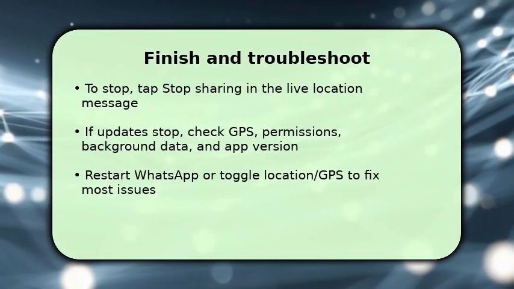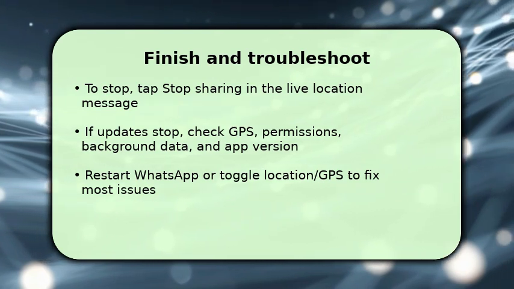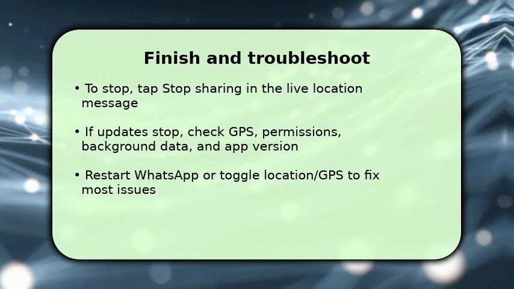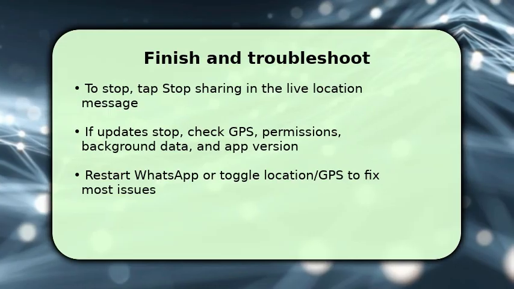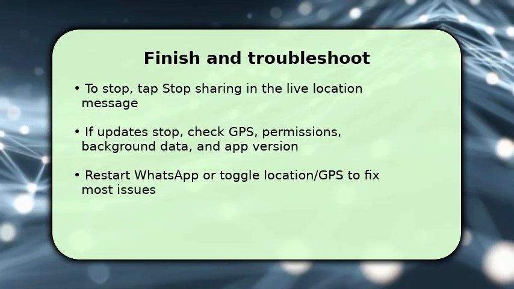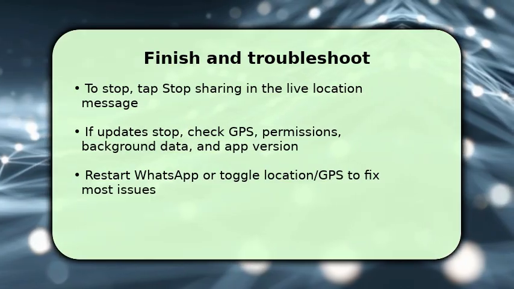To complete the process, open the live location message and tap Stop Sharing. That ends broadcasting immediately. If your location isn't updating before you stop, check GPS signal, confirm WhatsApp has location and background data permissions, and ensure battery saver isn't limiting updates.